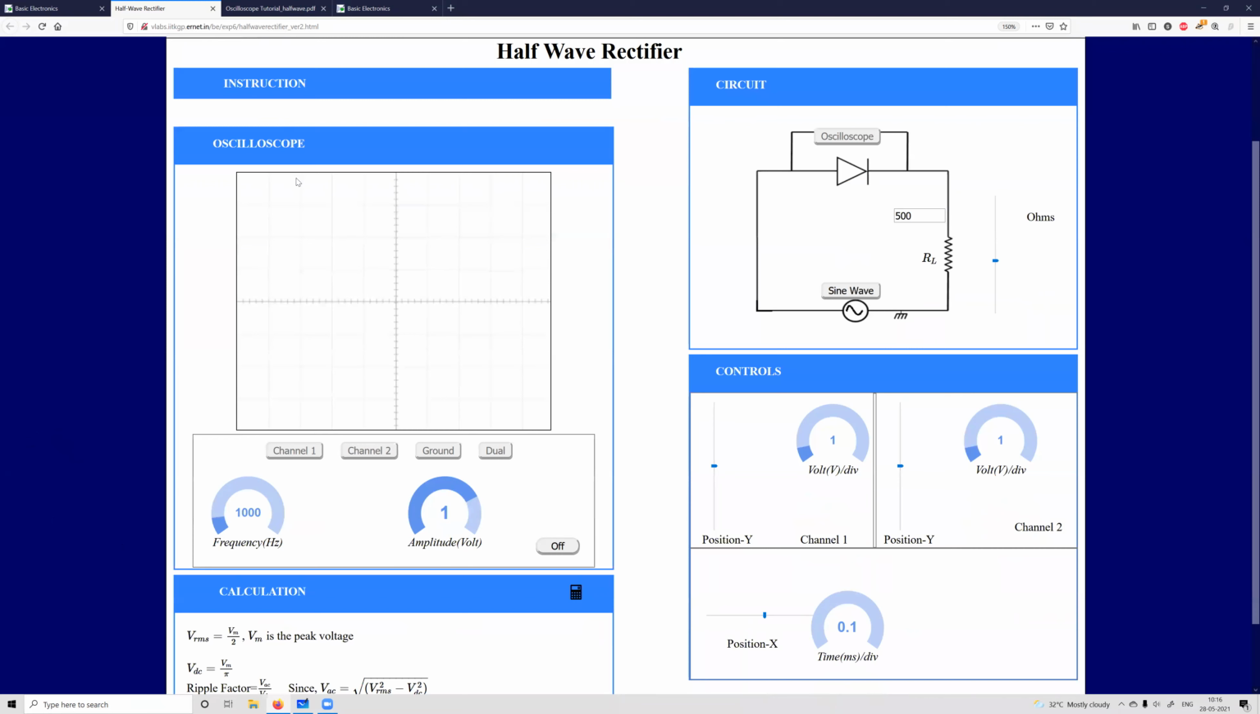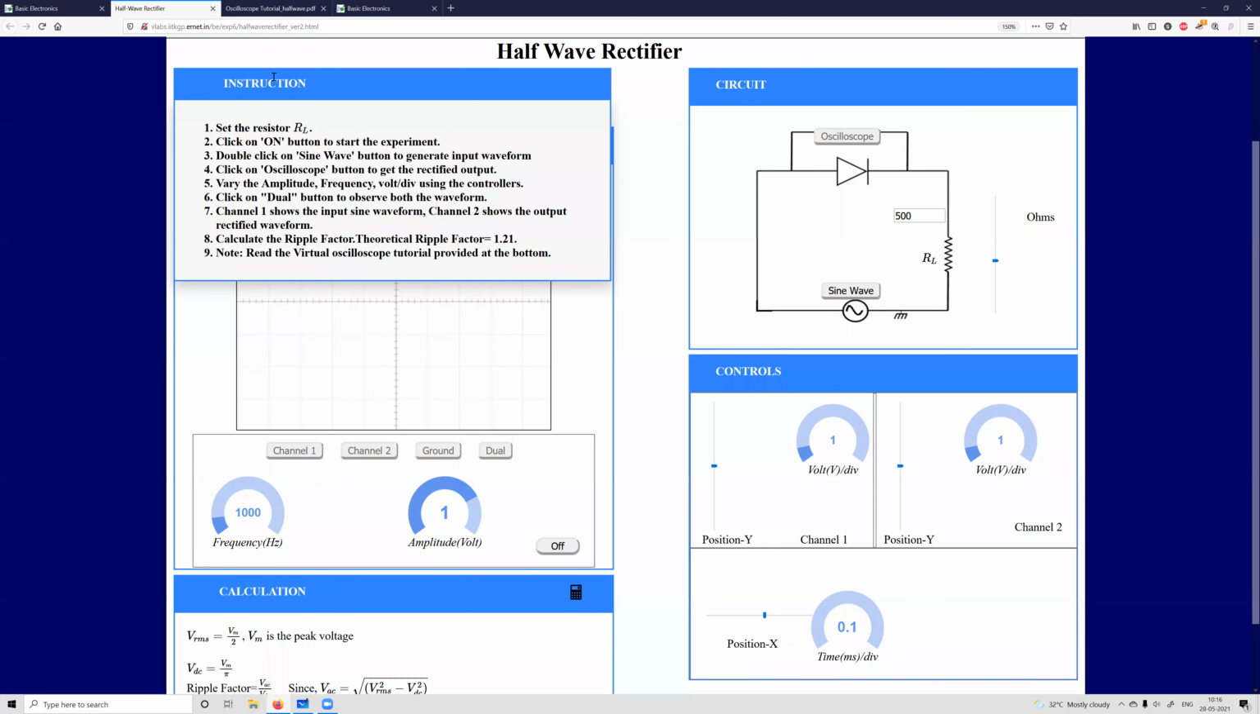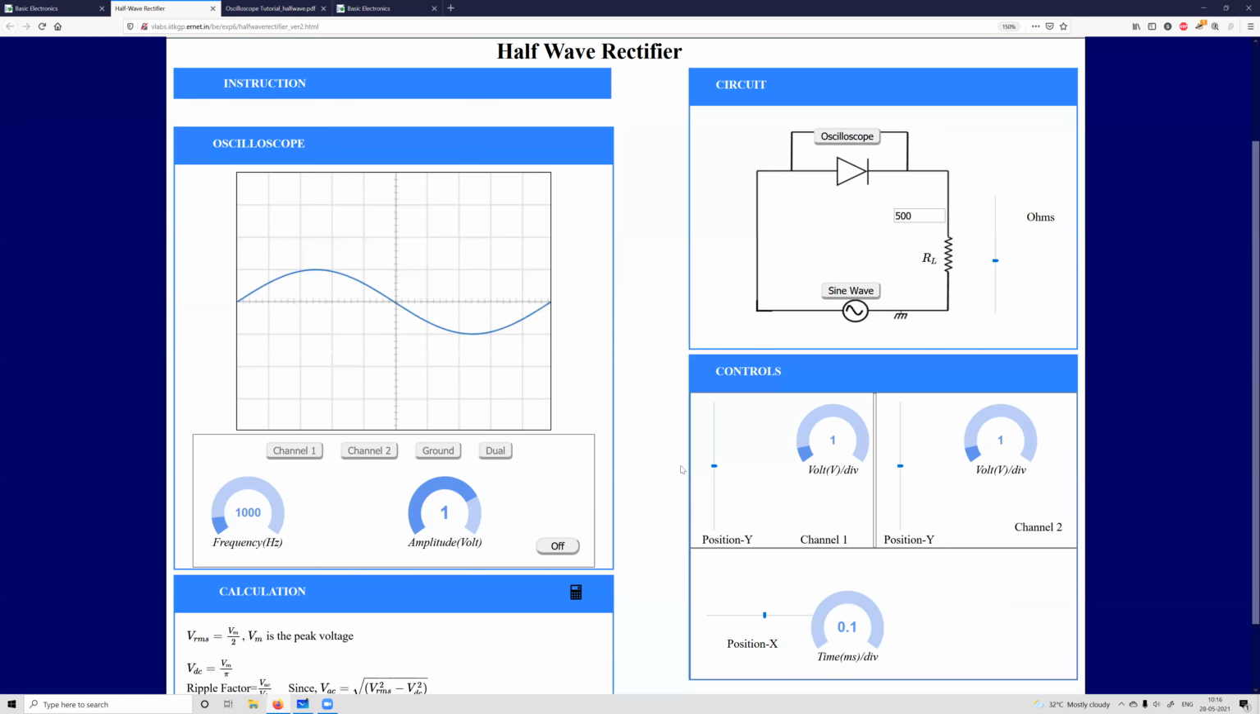Then double click on the sine wave button to generate the input waveform. Let us double click. Okay, I can see the input waveform. So this is an AC signal. An AC signal has three different properties: amplitude, frequency, and the initial phase. Here it is assumed that initial phase is 0. So we are concerned about the amplitude and frequency.